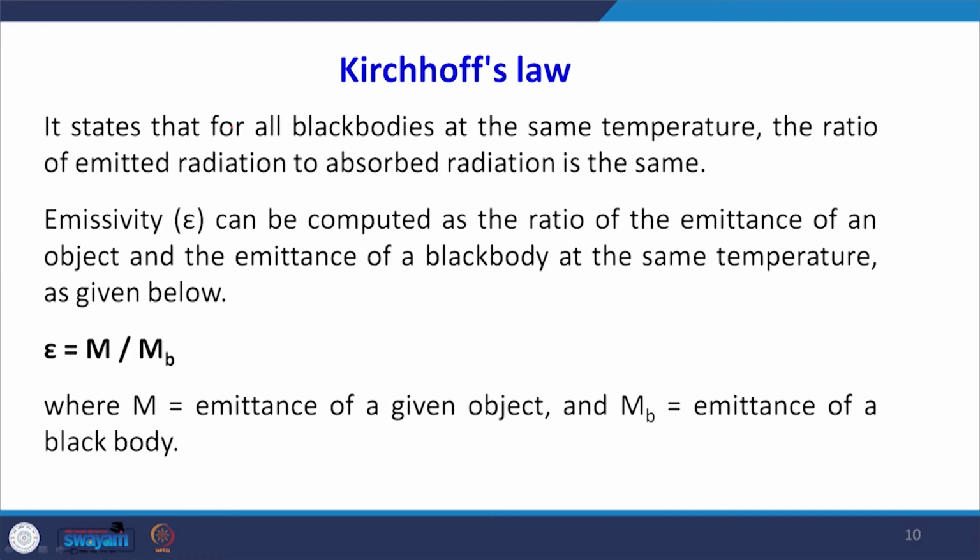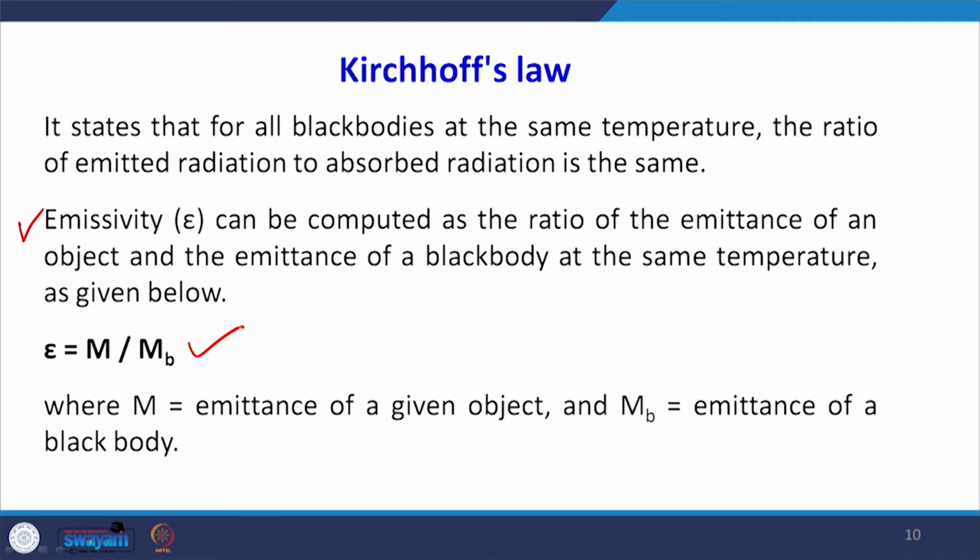Then there is one more law which is called Kirchhoff's law, and Kirchhoff's law says that for all black bodies at the same temperature, the ratio of the emitted energy to the absorbed energy is the same. So here we have taken the ratio of the two energies, the emitted radiation and the absorbed radiation, and it remains the same at the same temperature; all black bodies will behave the same. So this is defined in terms of the emissivity. Emissivity can be computed as the ratio m upon mb, where m is the emittance, the emitted energy, and mb is the emittance of the black body.